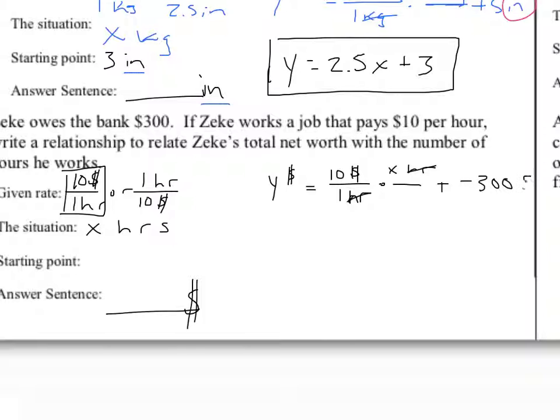Negative $300. Now again, checking on our units here: dollars equals dollars plus dollars. That makes sense. Starting point was negative $300. So write the equation without the units now. Y is equal to 10x plus negative 300.